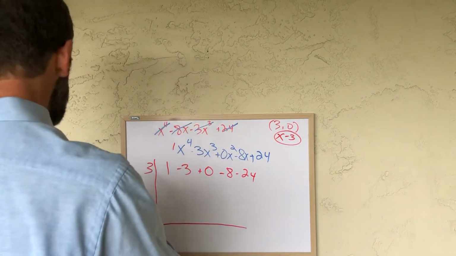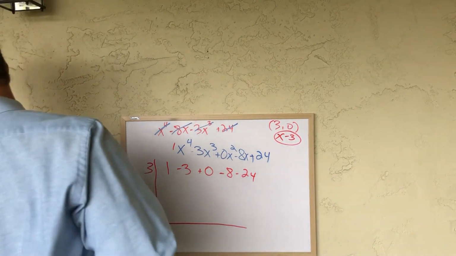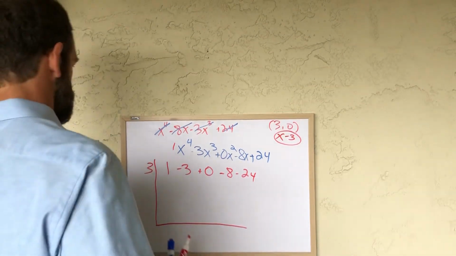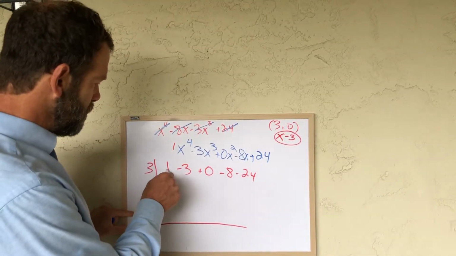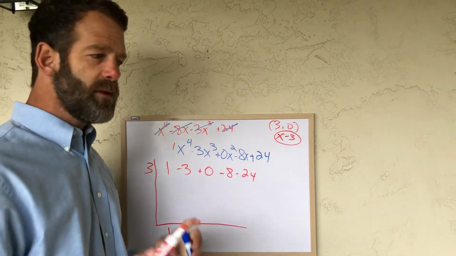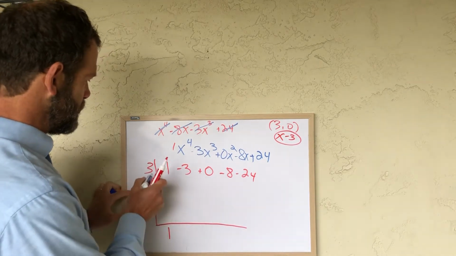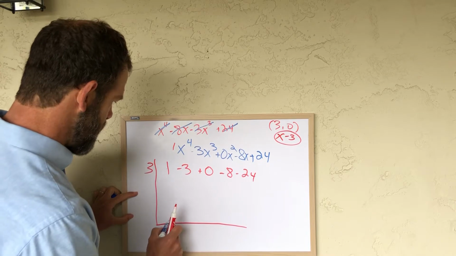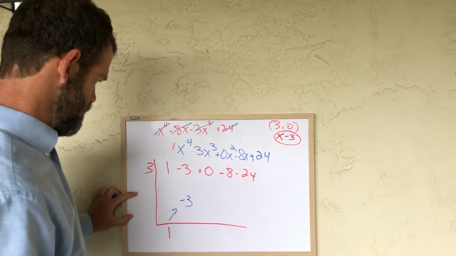Now, here is the step by step on how to do this. The very first step that I do is I bring down this first term. I always bring down the first term, and then it's robotic. You do the same thing every single time. What you're going to do is this. 3 times 1, write it here, is 3. I'm sorry.